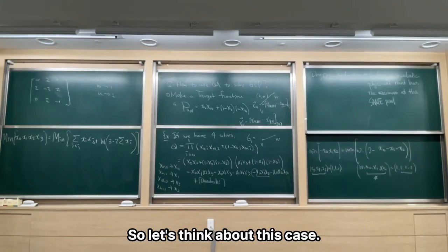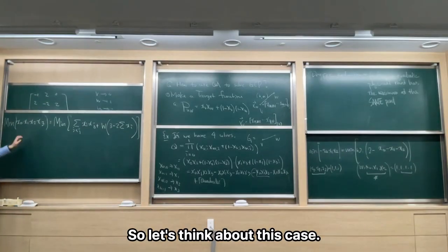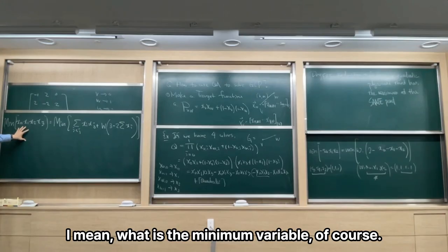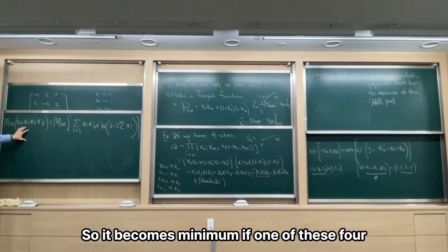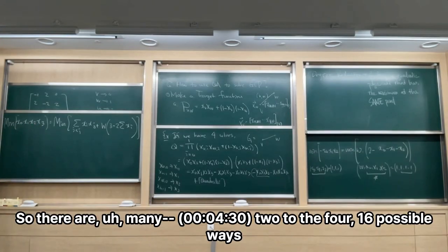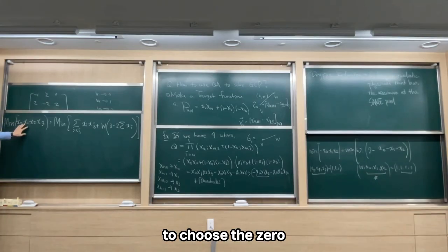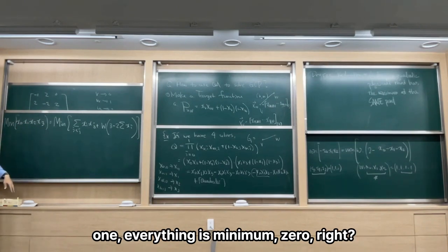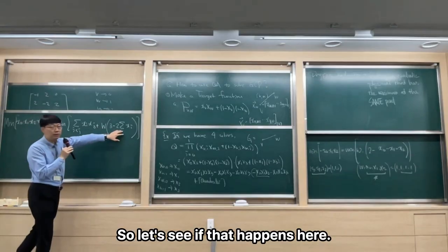So let's think about this case. When does this become minimum? I mean, what is the minimum value, of course? It's 0, right? So it becomes minimum if one of these 4 is 0, right? So there are 2 to the 4, 16 possible ways to choose 0 and 1 for each variable, but except for 1, 1, 1, 1, everything is minimum 0, right? So let's see what happens here.